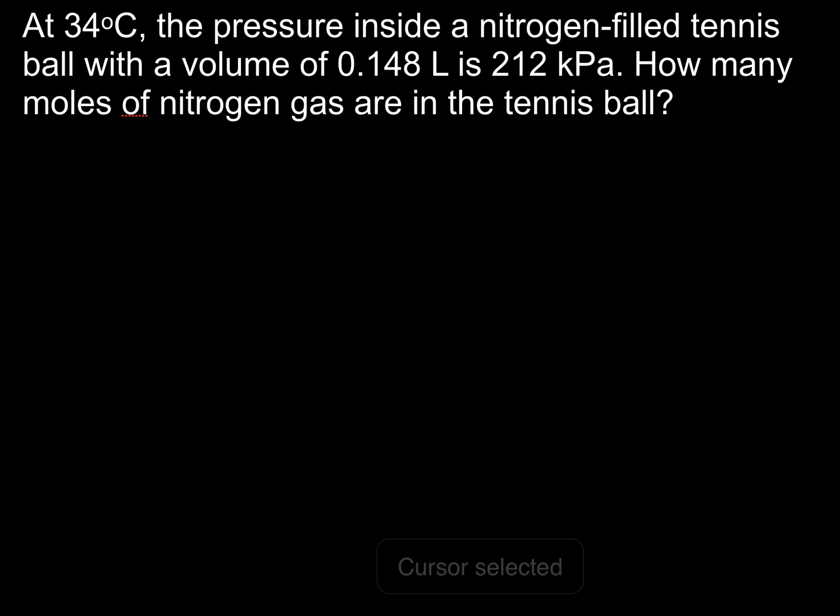So an example, it says at 34 degrees Celsius, the pressure inside a nitrogen-filled tennis ball with a volume of 0.148 liters is 212 kPa. How many moles of nitrogen gas are in the tennis ball?